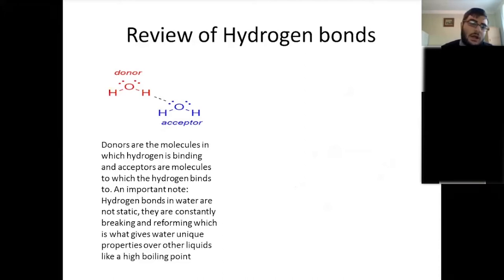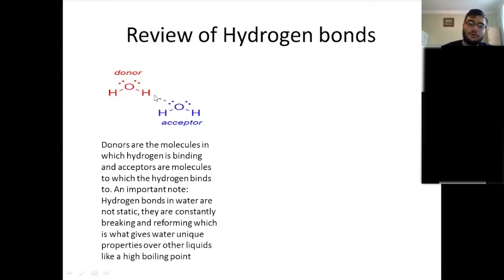So like I said, hydrogen bond donors are the molecules in which the hydrogen is binding, and hydrogen bond acceptors are the molecules in which hydrogen is bound to. You can see with this diagram, the red water molecule is the hydrogen bond donor because its hydrogen is binding to the oxygen of the other water molecule. And the blue one is the acceptor because its lone pair of electrons is binding to the hydrogen.